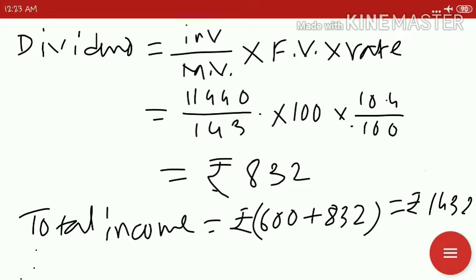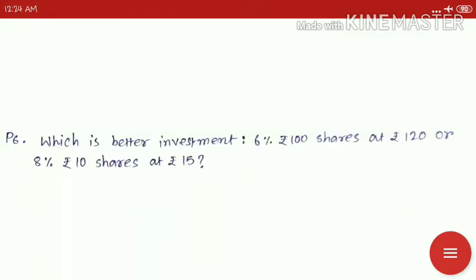So now we'll move to our next problem. Our next problem is: which is better investment? Two types of investments are given there. Out of them, which investment is better?